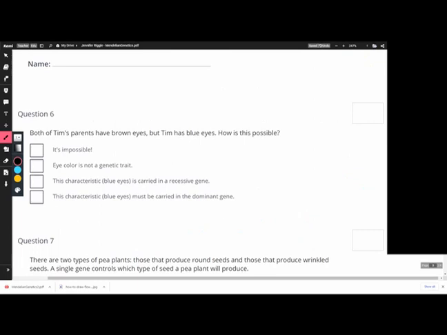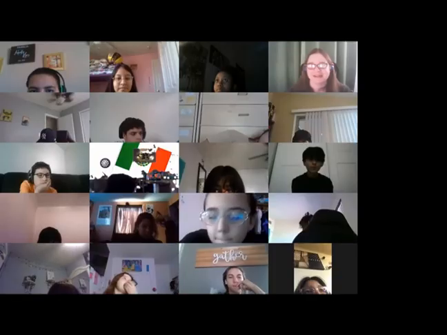Who wants to help out with number 6? All right, so Itzarel, you wanted to help us out, right? So both of Tim's parents have brown eyes, but he has blue. How could this be possible? The possibility is that both parents probably had the dominant gene for brown eyes, and then maybe one of them had a recessive gene for blue eyes, and it passed on to Tim. Okay, so you say that both the parents definitely had the dominant brown gene, and they probably both also had the recessive blue gene, and then it showed up when Tim was born.